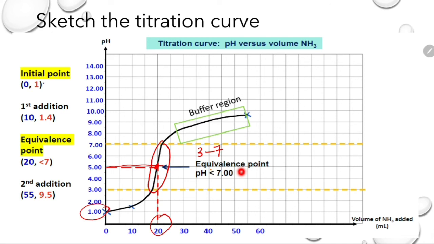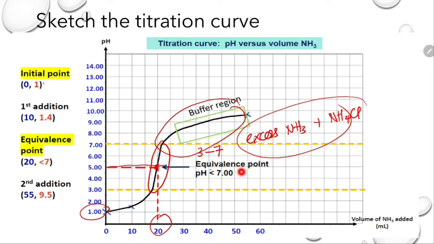After that equivalence point, we have excess. At this region, we have excess ammonia plus NH4Cl, which is produced from the titration between HCl and NH3. Since we have this combination, they work as buffer components. That's why in the titration curve, you can see a buffer region which shows slow changes in the pH.